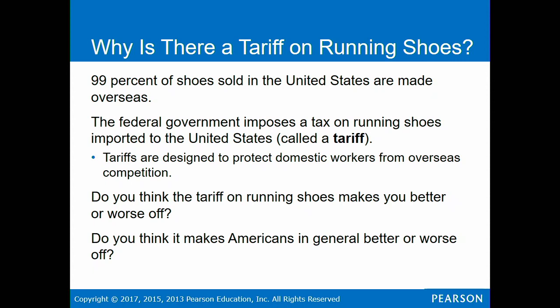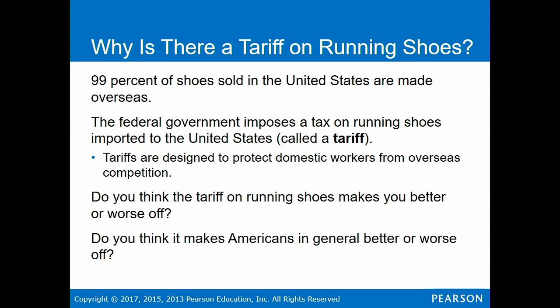So the question that's going to be running through this chapter, that hopefully this chapter will help us answer by the end, is why is there a tariff on running shoes? Right now, 99% of shoes sold in the United States are made overseas. If you try to buy a pair of sneakers somewhere, odds are they're going to be made in another country, unless you really go out of your way and pay a lot of extra money to buy American-made shoes.